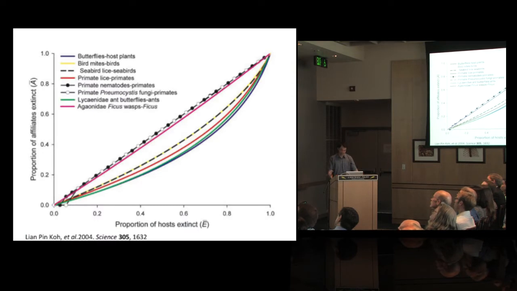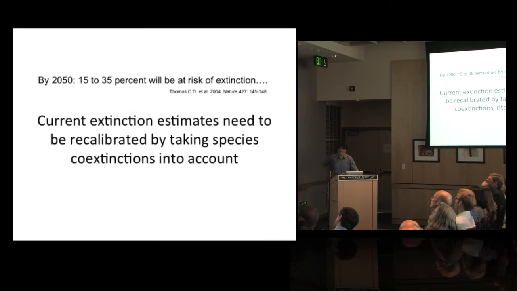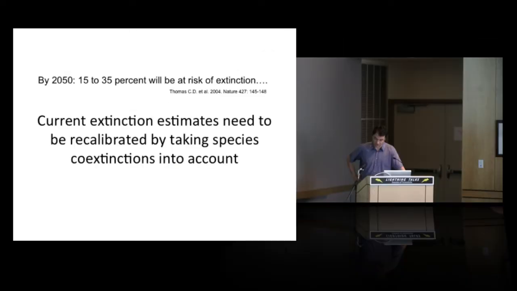Here we have some examples of these interactions, and what we have here is the expected proportion of coextinctions after the other organisms disappear. What we see is that when you have closely related organisms, they will disappear together. But if the interactions are not that specific, then you will have a lower rate of extinctions. One issue is that the current extinction estimates don't include coextinctions. Therefore, current extinction estimates need to be recalibrated by taking species coextinctions into account.